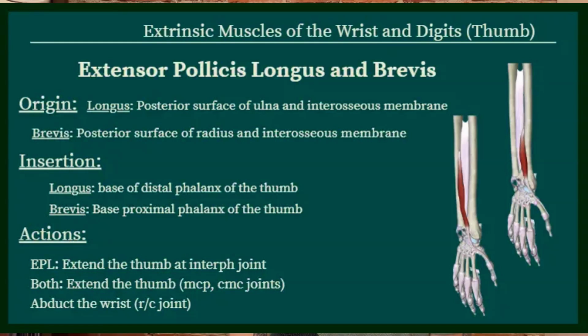The extensor pollicis longus extends the thumb at the interphalangeal joint. So if we hold everything still, that's extensor longus. How many hands do you have to feel this? You can feel it on your friend because you'll have an extra hand to do that. And they both extend the thumb, and they both help to abduct the wrist at the radiocarpal joint, which is abduction, radial deviation.